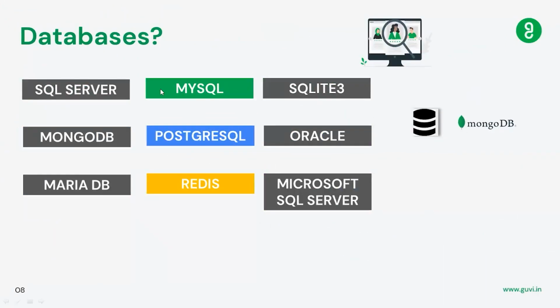So in databases, we have SQL Server, MySQL, SQLite, MongoDB, Postgres, Oracle, MariaDB, Redis, Microsoft SQL Server. So a number of servers are there. We have Teradata, and a number of other things are there. But our choice, which we are going to use: suppose you are going with Java or Python, you can use MySQL. MySQL is a mainly used DB. Overall, it is a structured query language.